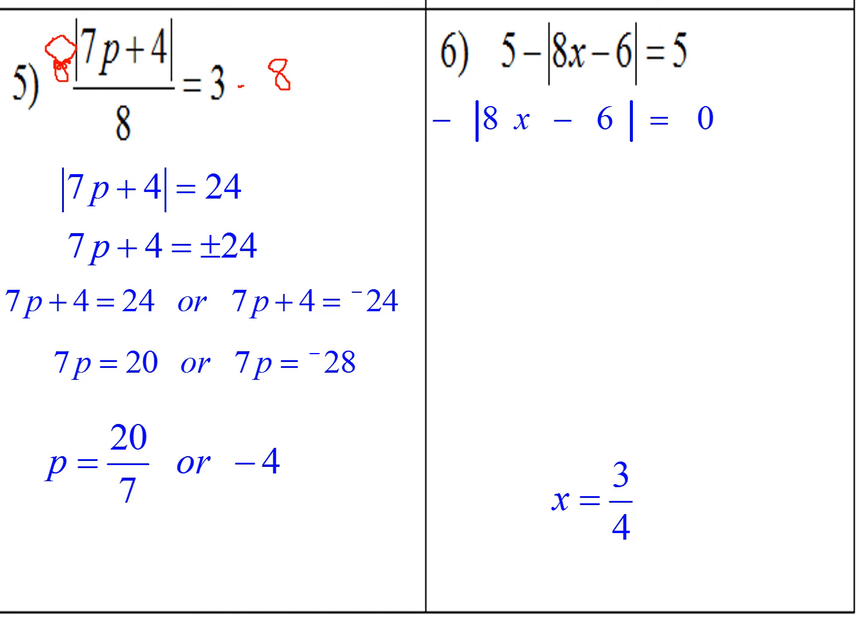In number 6, what we need to do is subtract 5 on each side. So when I subtract 5 over here and 5 over here, I get 0. And then I have the negative absolute value of 8x minus 6 is equal to 0. I want to tell you, do not even try to distribute. You cannot distribute through absolute value bars. We're going to divide each side by -1.